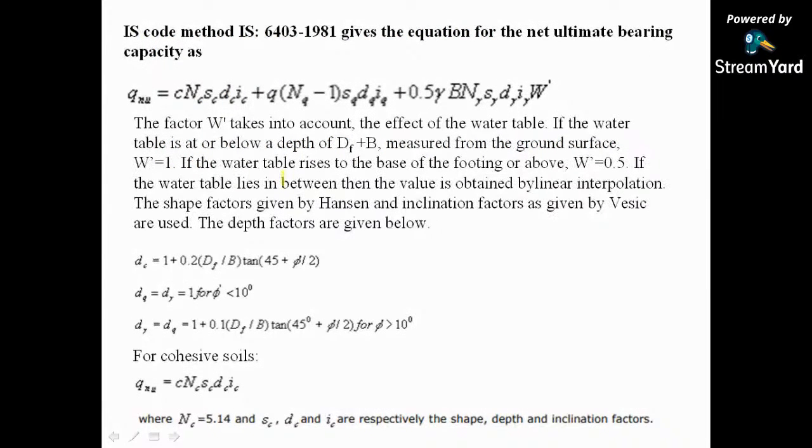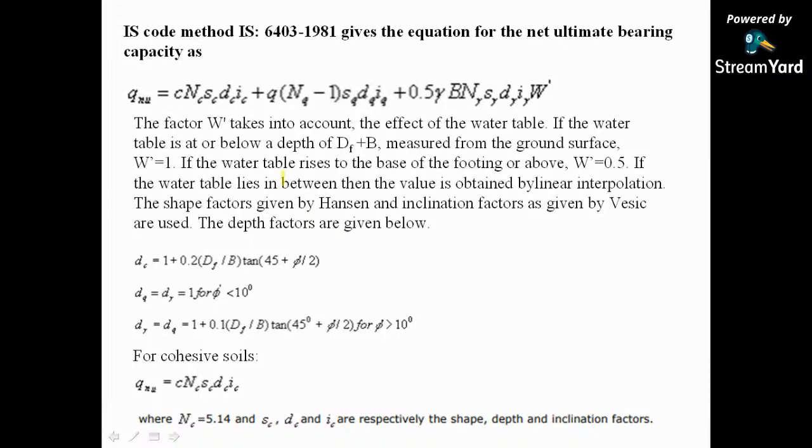In the IS code method, whenever you are going to the market for any design in the field, you have all the values of GT1. By doing all your practical work, you get all the values. You get the value of C, you get the value of gamma, you know the tentative width of the footing, the weight of the soil, everything.